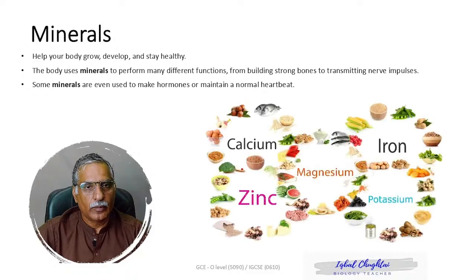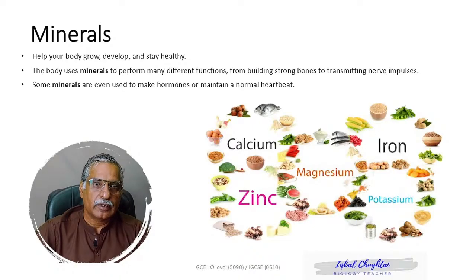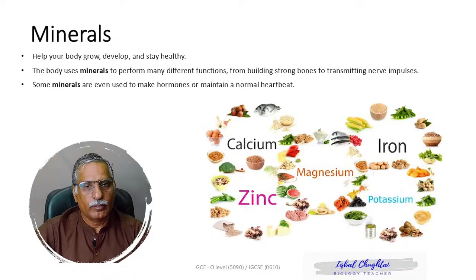For example, without calcium, bones would not exist. Without iron, there is no concept of hemoglobin. Without magnesium, there is no concept of chlorophyll. So these minerals are very important because they help enzymes to work efficiently and effectively, and the chemical reactions proceed at the required rate. And these minerals help us to build essential molecules within the body for essential life processes.